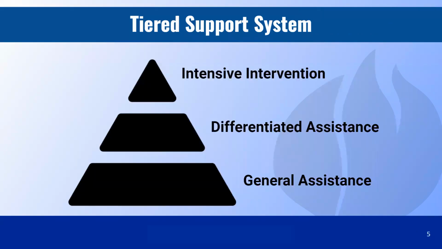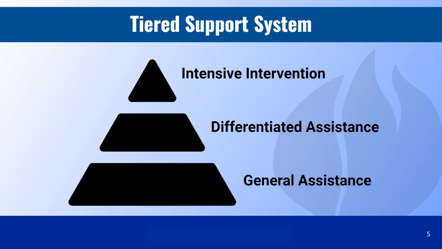Based on dashboard outcomes, LEAs may be eligible for support services. California's Accountability and Continuous Improvement System is based on a 3-tiered system. At the base of this pyramid is general assistance, which includes resources and assistance that is made available to all local educational agencies. Many of the services provided by county offices of education are considered Tier 1 general assistance.